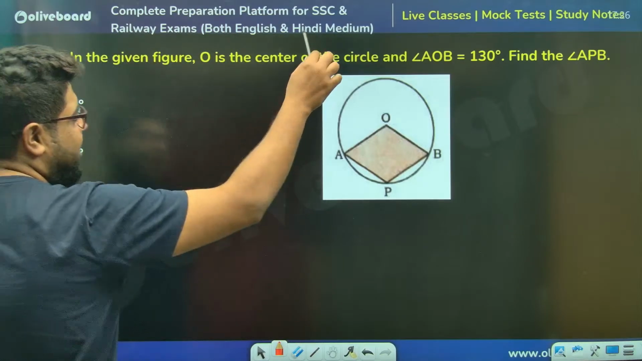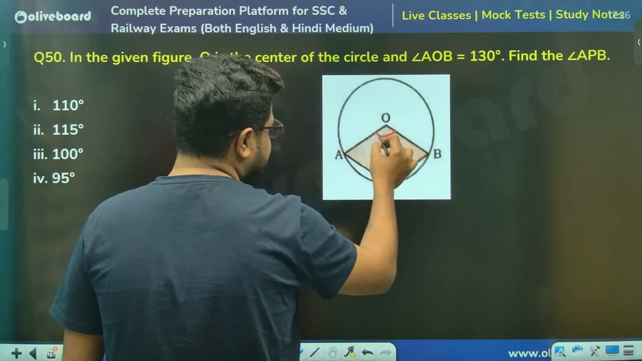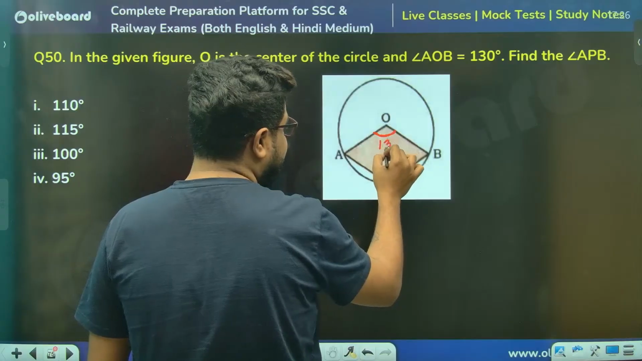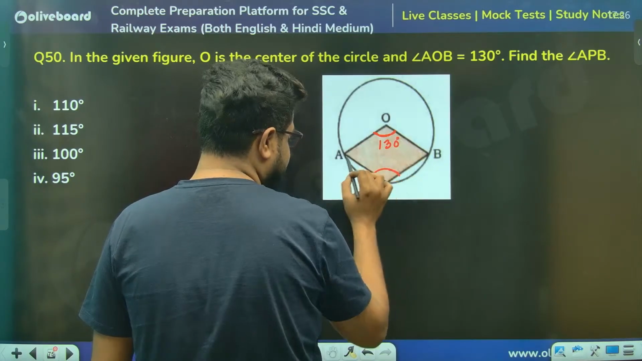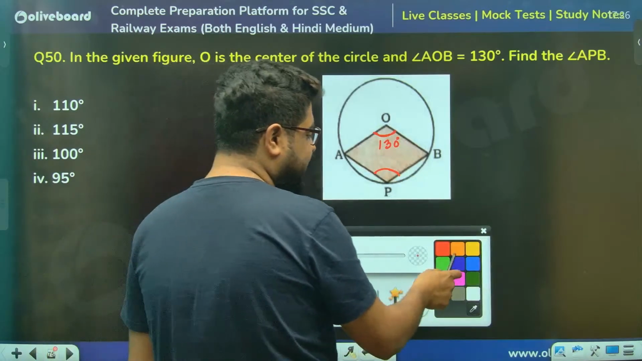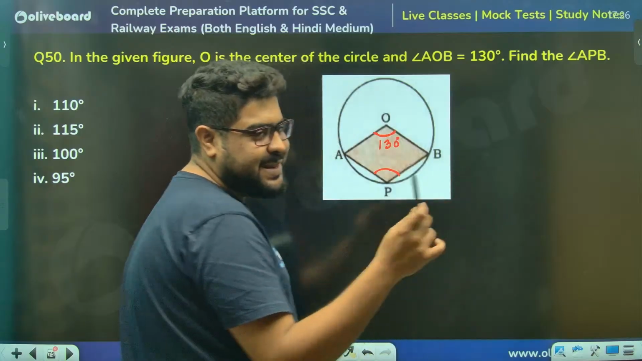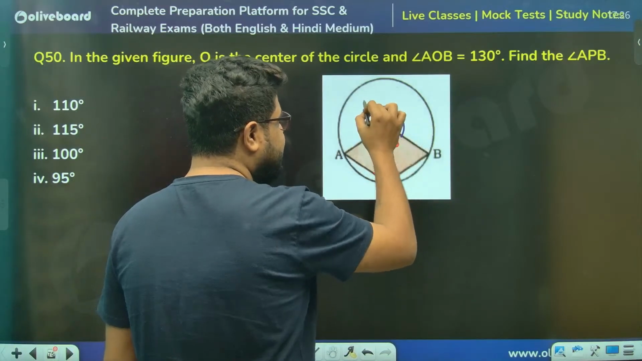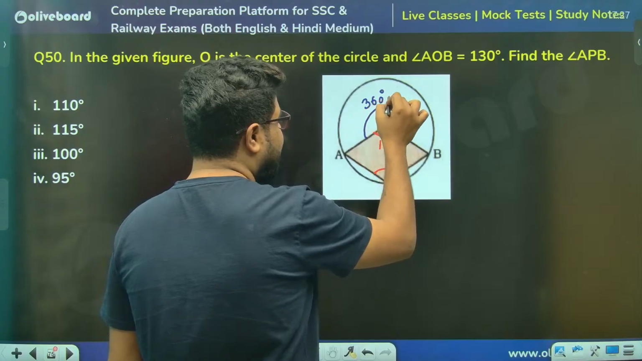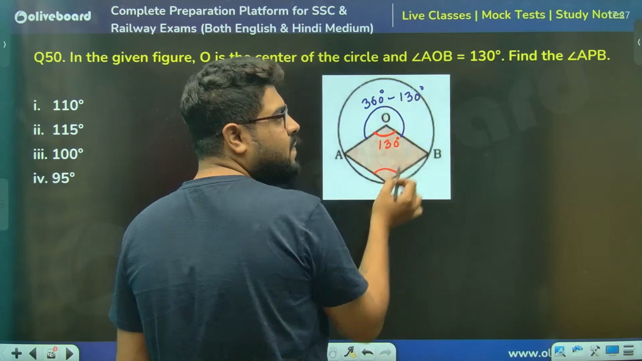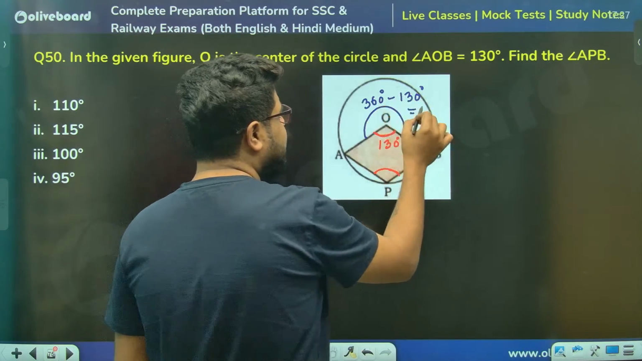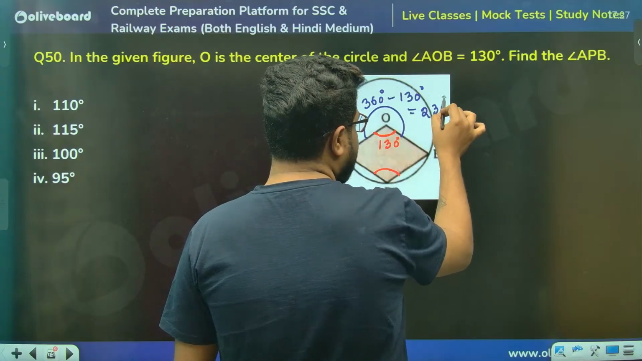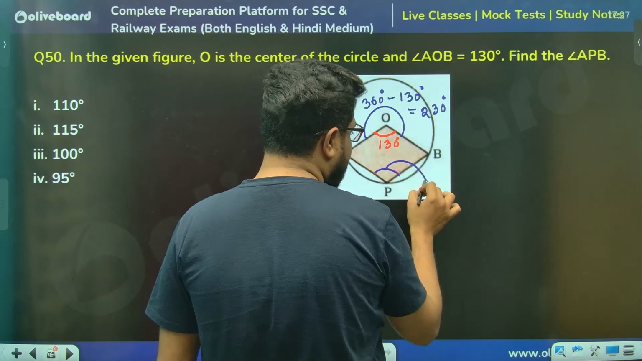Sir, AOB, this angle is given as 130 degrees. They are asking this angle. So the change is, I had given you 120, now they are saying 130. That's the only change, nothing more. So this is how much, sir? 360 degrees minus 130 degrees. That is how much, sir? 230. So this angle will be how much, sir? Half of 230.